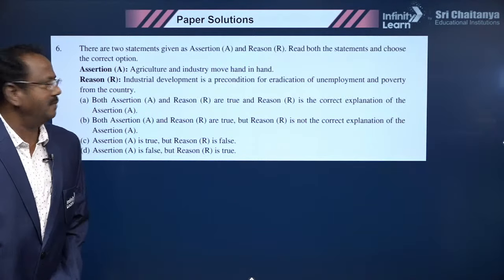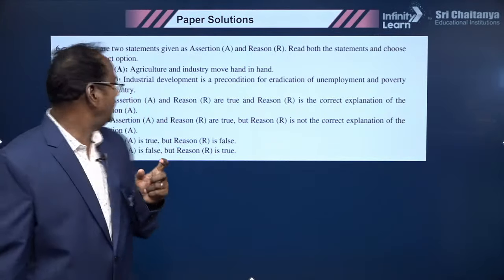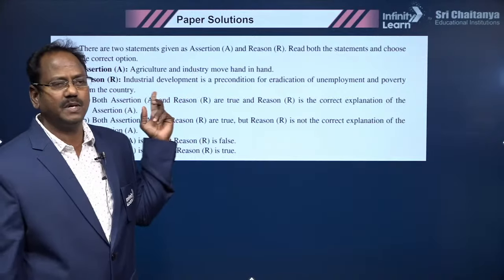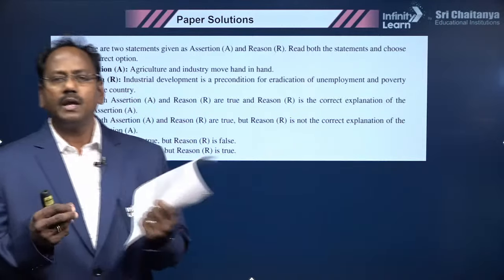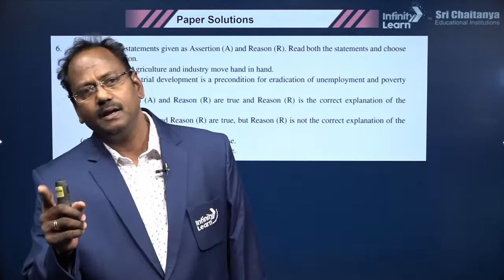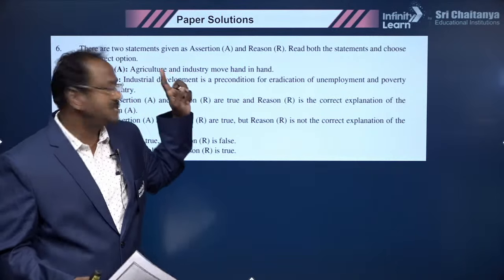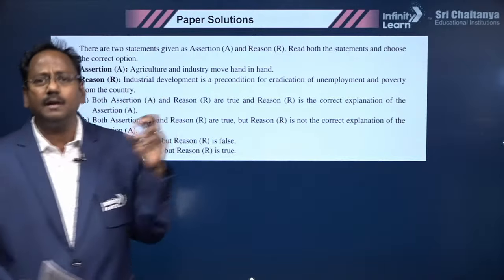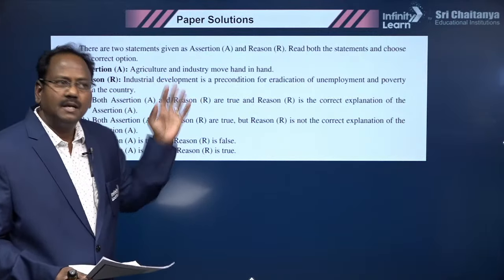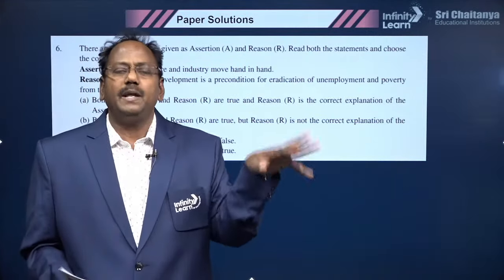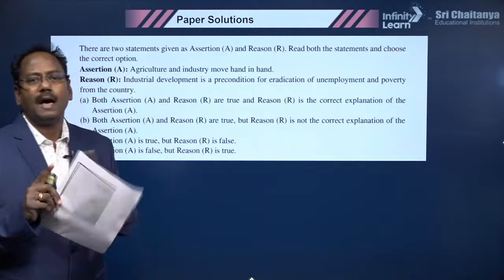There are two statements given. Again, assertion and reason. So one more question. This is the sixth question, and the fourth question was also one of assertion and reason. Now it's talking about the relation between agriculture and industry. Both are hand in hand. Due to agriculture, industry develops, because it needs to produce many things which are required by the agricultural sector. And at the same time, when the agriculture sector is improving, industry expands. Understand? Many products, machinery, are produced which help agriculture to expand. So both are hand in hand.